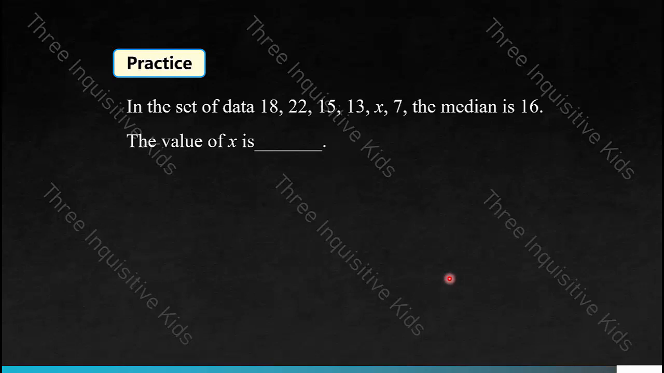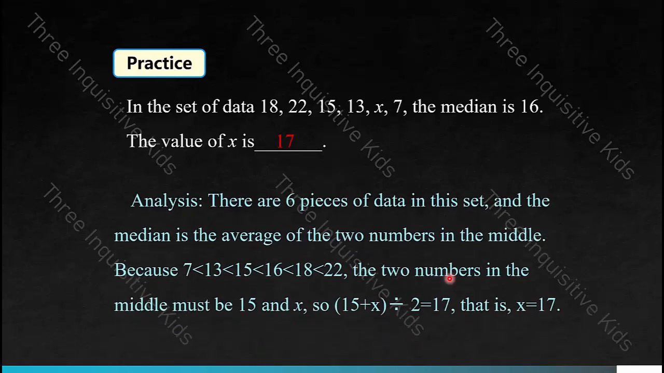Practice. In the set of data 18, 22, 15, 13, x, and 7, the median is 16. What is the value of x? So that would be 17. Here's the analysis. There are 6 pieces of data in this set, and the median is the average of the two numbers in the middle. Because 7 is less than 13, less than 15, less than 16, less than 18, less than 22, the two numbers in the middle must be 15 and x. So 15 plus x divided by 2 is equal to 17. That is, x is equal to 17.